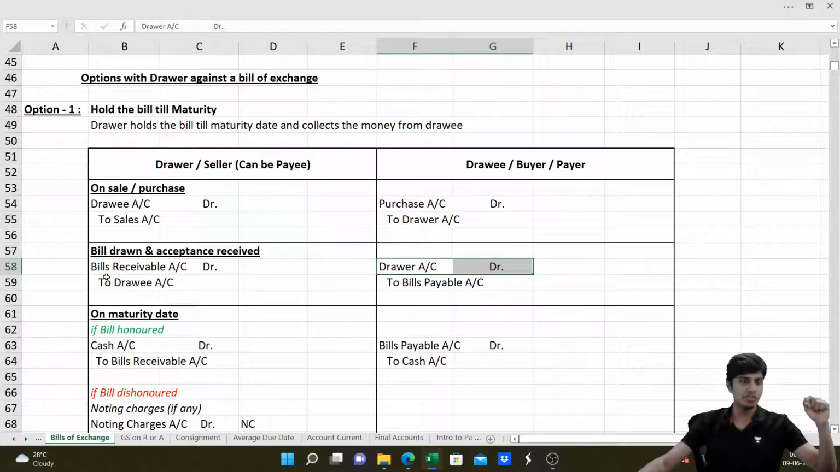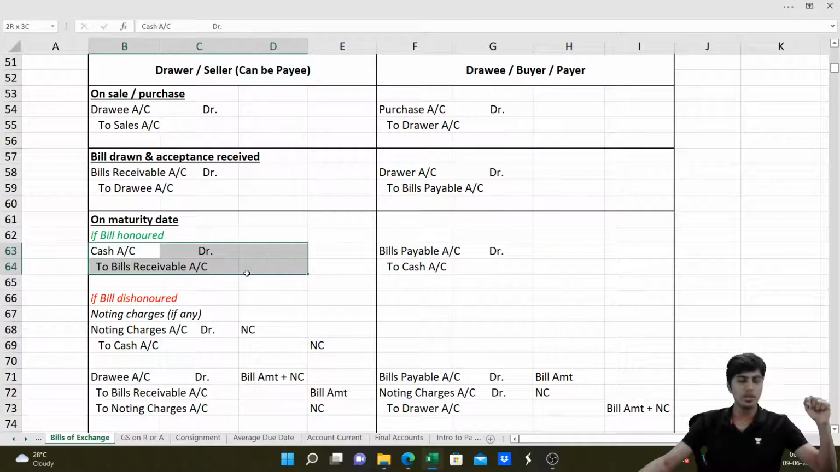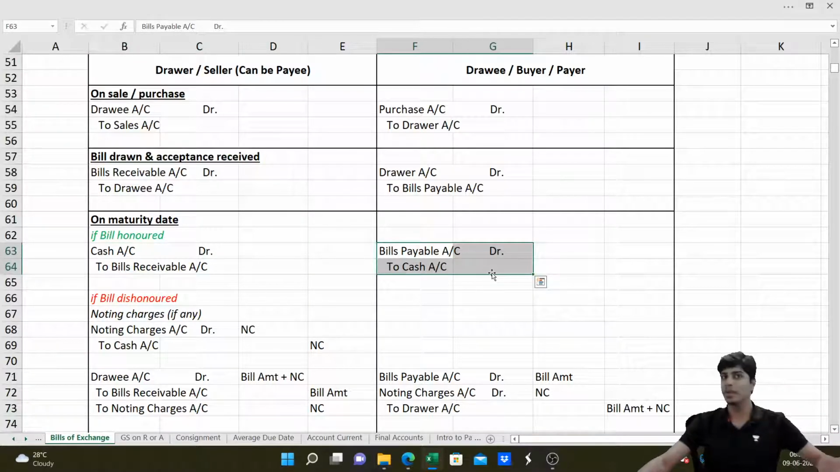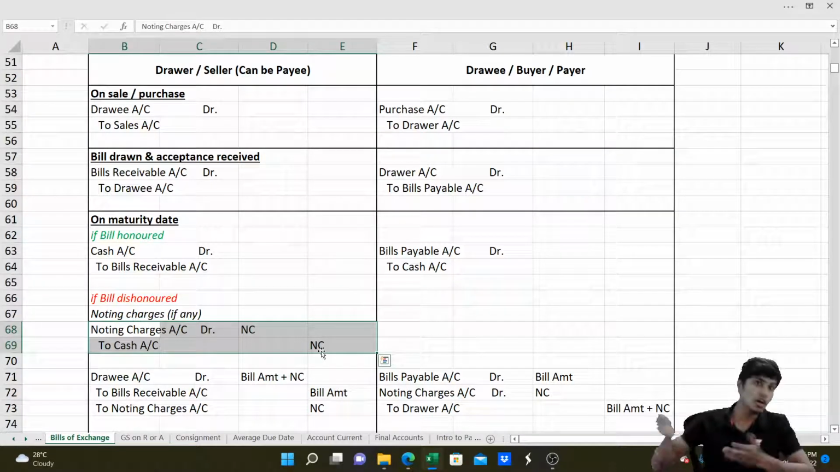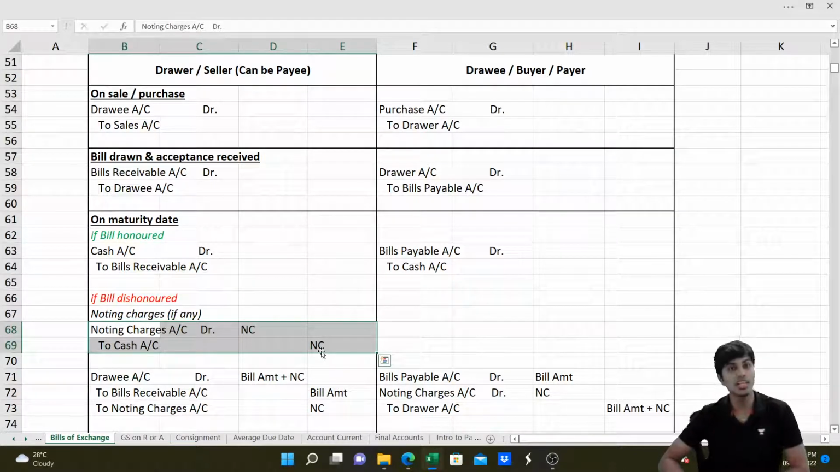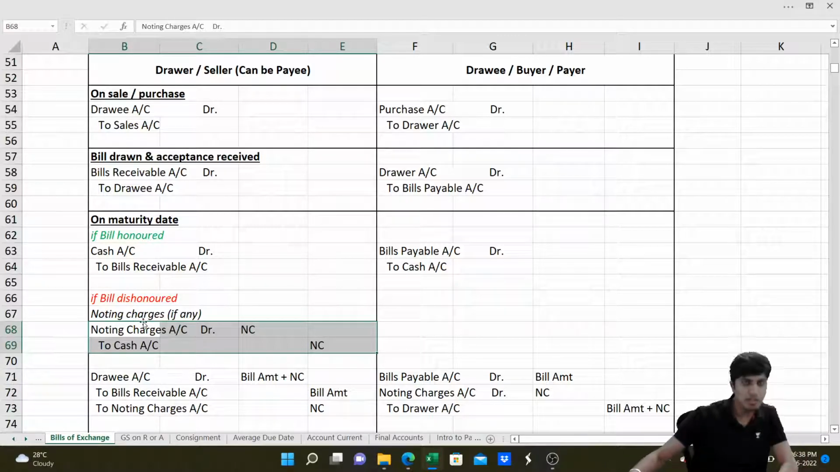On the maturity date, if the money is collected, you will write cash account debit to bills receivable because money is collected against the bill. And the drawee will write bills payable to cash because he has paid money against the bill. If the bill is dishonored, then this guy will write noting charges. You would have to pay some charges proving that the drawee failed to pay, and this is notarized by a notary public and you'd have to pay them certain charges. This will be given to the court of law as evidence to collect money from them.